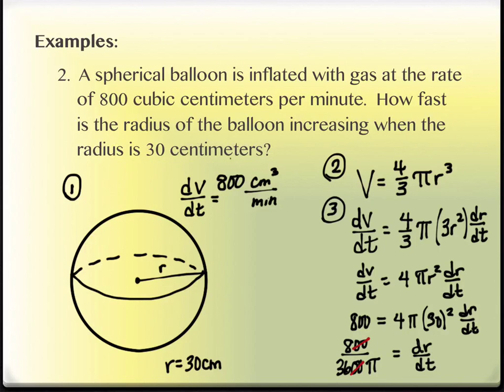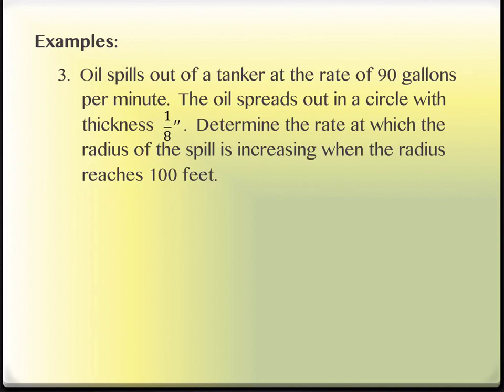All right, we have one last question, and this one is about oil spilling out of a tanker. Oil spills out of a tanker at a rate of 90 gallons per minute. The oil spreads out in a circle with a thickness of 1/8 inch. Determine the rate at which the radius of the spill is increasing when the radius reaches 100 feet.